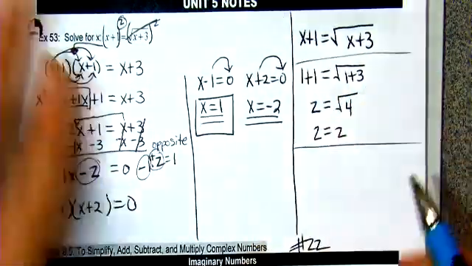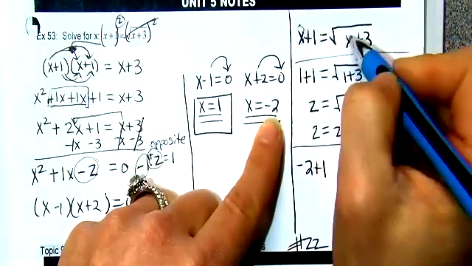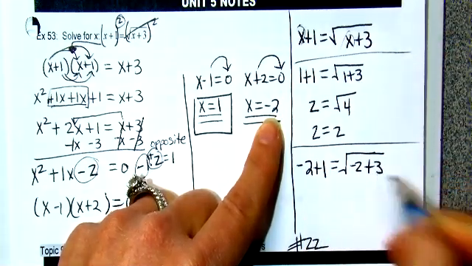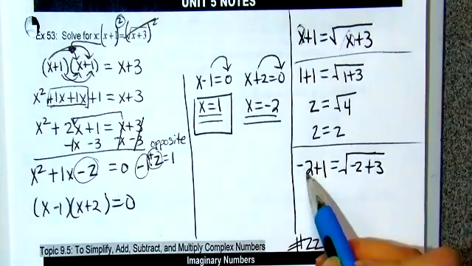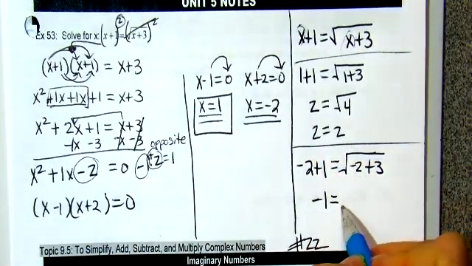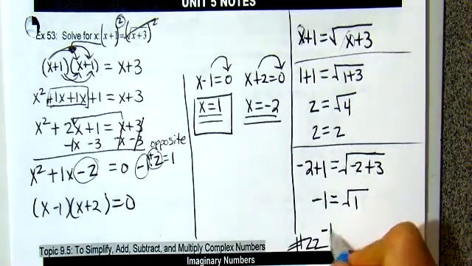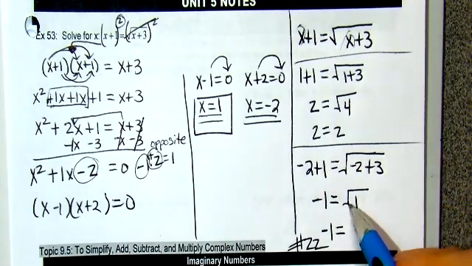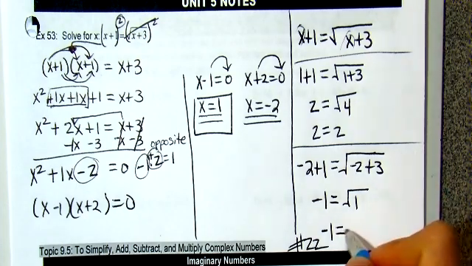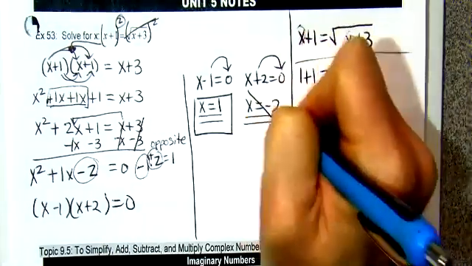Let's check if -2 works. So -2 plus 1, so we're plugging it in for our x's, equals a -2 plus 3. So -2 plus 1 is a -1 equals -2 plus 3 is a +1. So it says -1 equals, and the square root of 1 is not going to be a -1. So it'd just be 1. So we would say, no, that was not a solution. So that one didn't work.